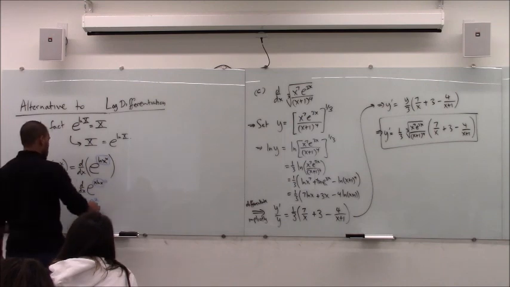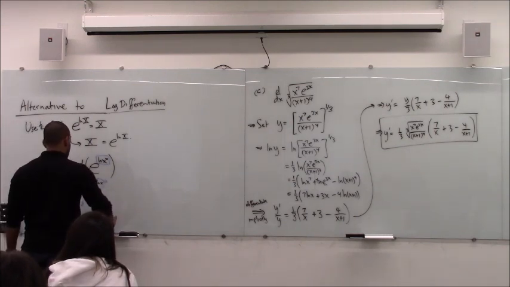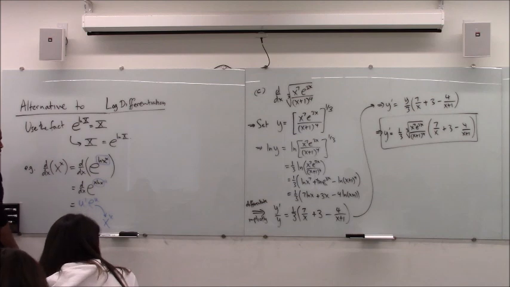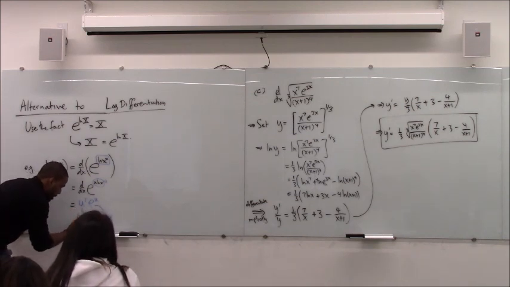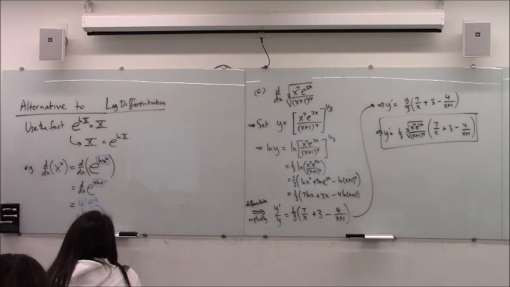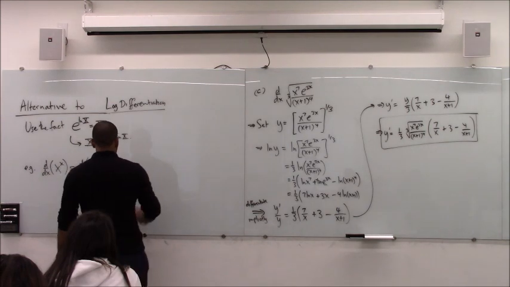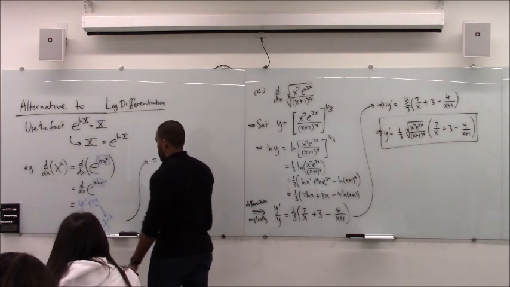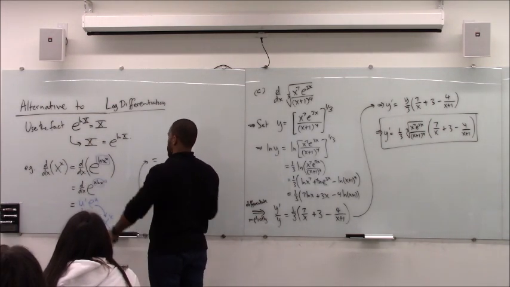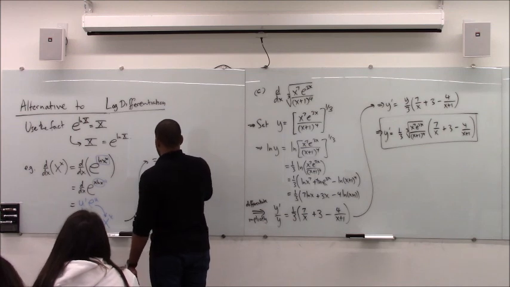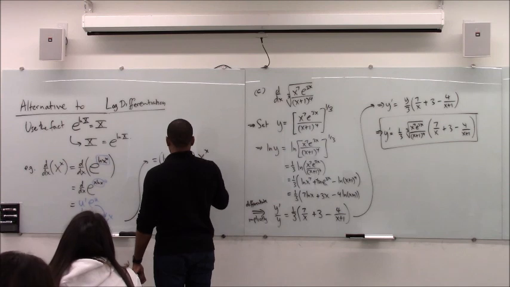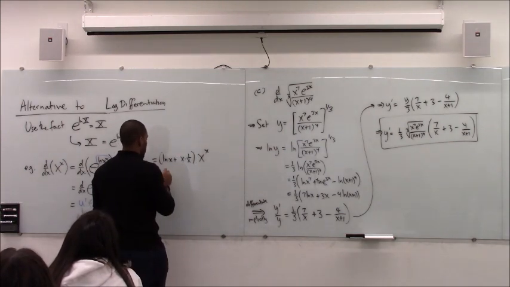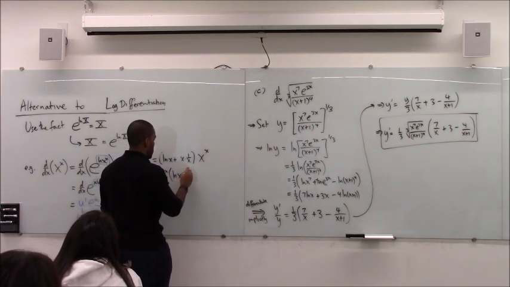Now your e to the u is actually the original function. This is just x to the x. And so now your u prime is going to be, well, x ln x prime. So this ends up being, the derivative of the power is product rule: differentiate the x, leave the ln, plus leave the x, differentiate the ln, times the original function. So notice that that is the same thing we got last time.